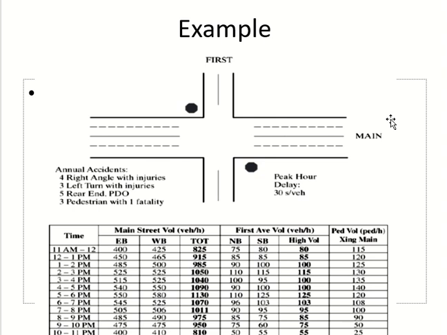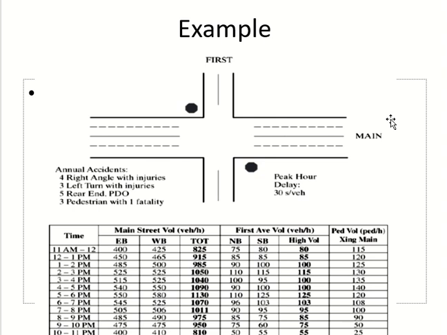They are crossing the main street. Okay, so they are crossing like this. So we have to see if the warrants are applicable here or not. Okay, the first warrant is for 8 hours.